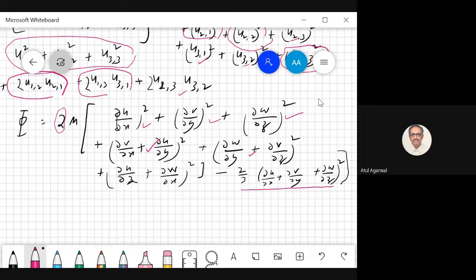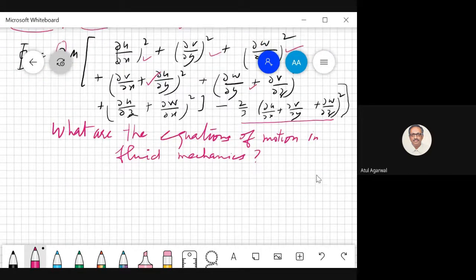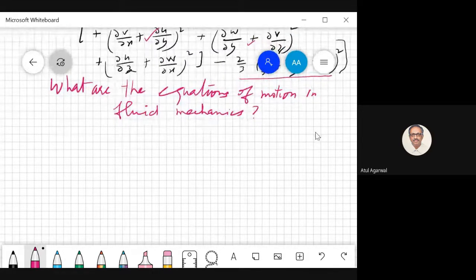So what are the equations of motion in fluid mechanics? We'll try to derive solutions for a few fluid mechanics problems, some simple problems. So first we write the equations of motion.